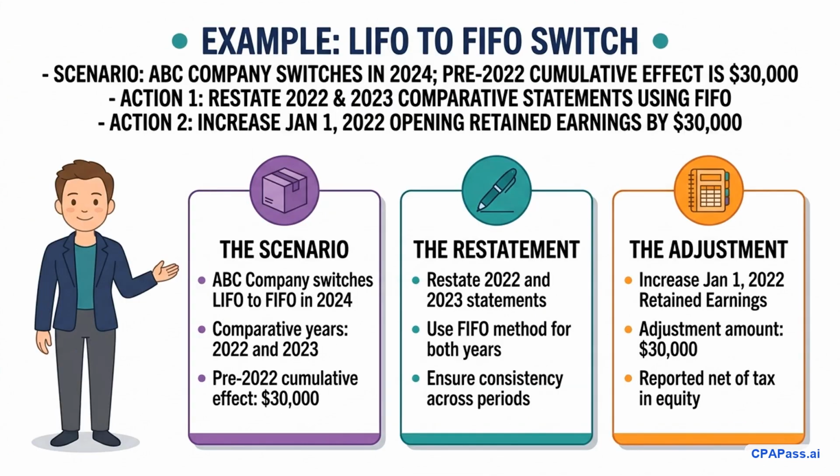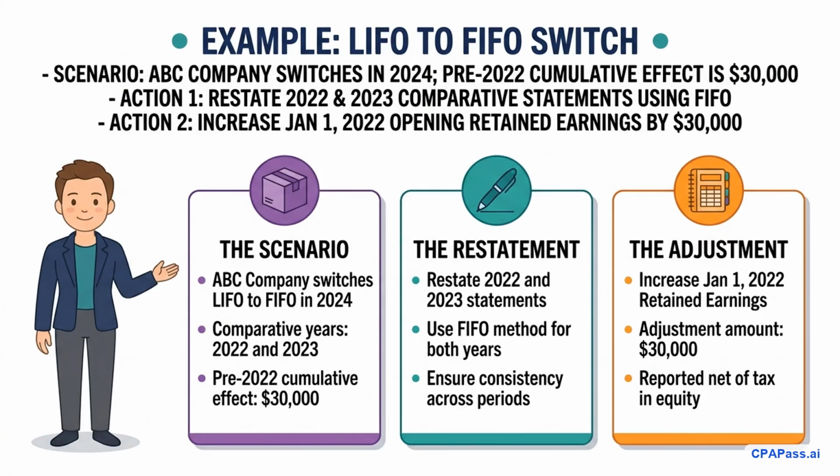Let's walk through a practical example to see these mechanics in action. Suppose ABC Company decides to switch its inventory valuation method from LIFO to FIFO in 2024. The company presents comparative financial statements for 2022 and 2023. The cumulative effect of switching to FIFO for all years prior to 2022 is calculated to be $30,000.